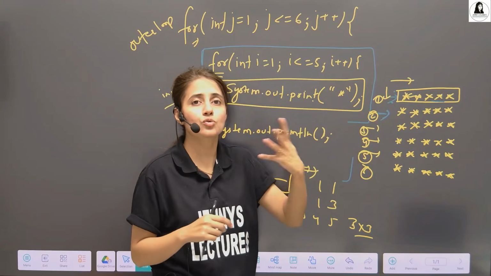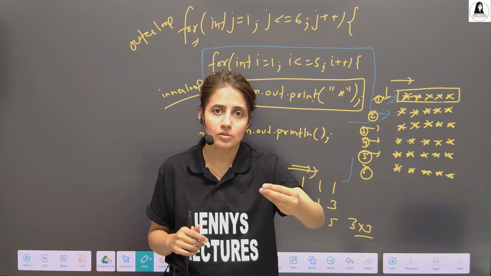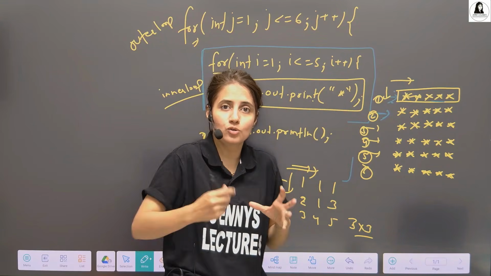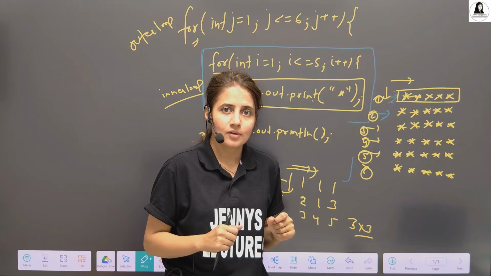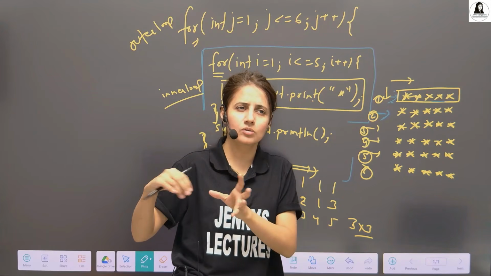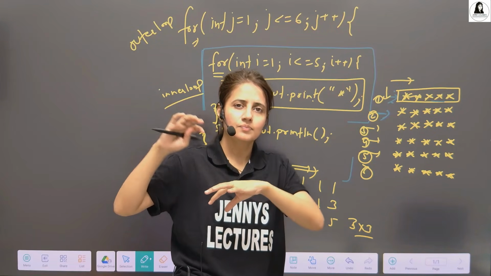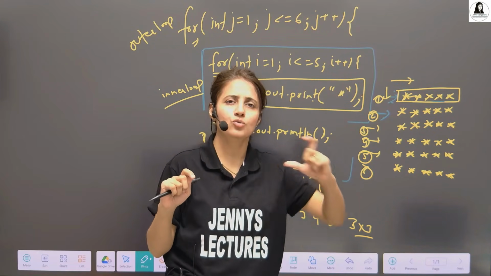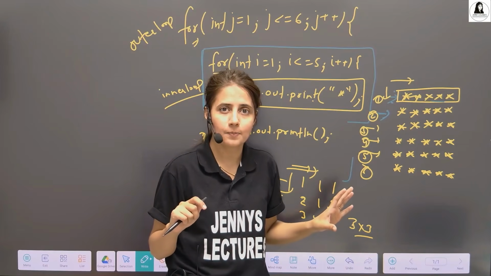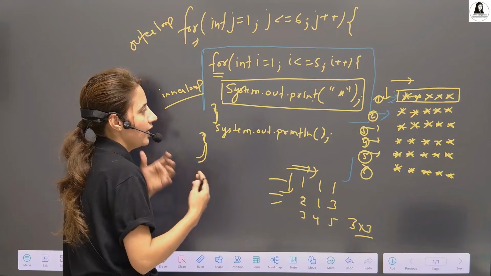For pattern printing, we use nested loops. For sorting algorithms also, like bubble sort and insertion sort, you need nested loops to implement those algorithms. So nested loops are, I think, a very basic and common thing when you go for DSA. There are so many applications of nested loops. One is simple pattern printing. Okay, so now I hope you have the idea.